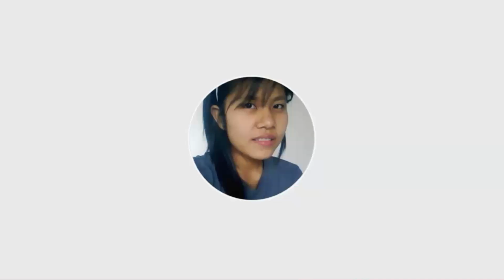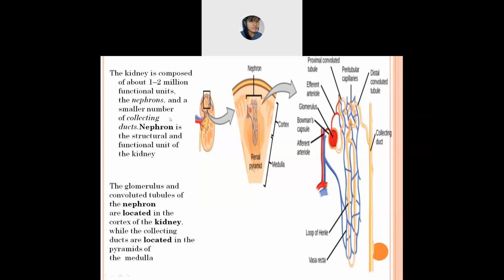Yes, ma'am. So the nephrons are very small, means you won't be able to see them with your eyes. They are visible only with a microscope, so they have zoomed in, and for that we are able to recognize that there are nephrons inside your kidney. We have about 1 to 2 million nephrons, and these nephrons are the structural and functional unit of the kidney.